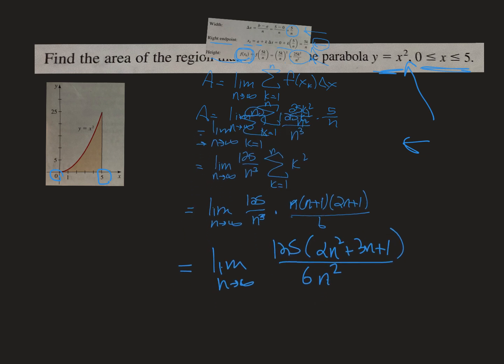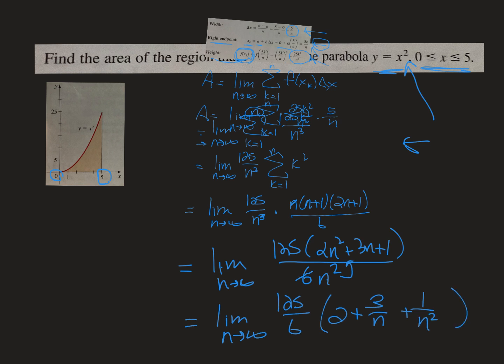Keep on working. I'm going limit as the n goes to infinity. Now, I can pull out the 125 over 6. And the rest of the time, I'm going to divide. So I have a 2n squared over 6n squared. I put out the 125 over 6. That left the n squared in there. So I'm going to divide the n squared into the parentheses. So n squared goes into 2n squared. It leaves me a 2. This is going to be 3 over n. And that's going to be 1 over n squared.